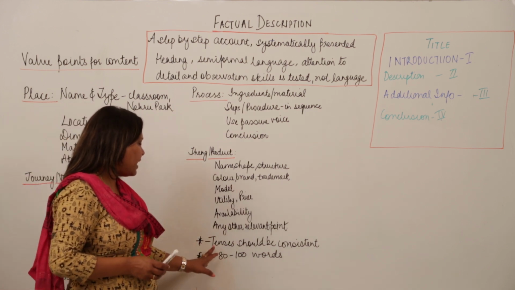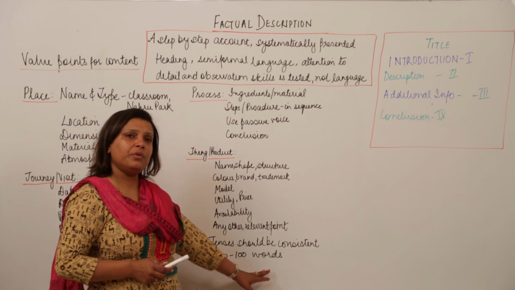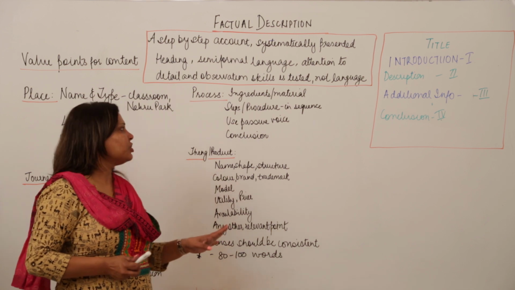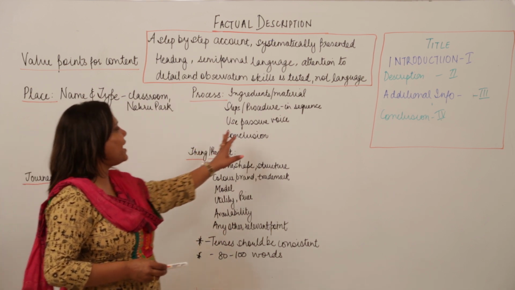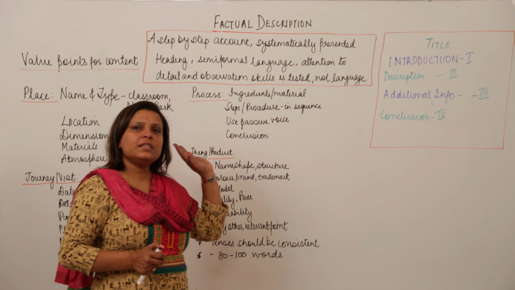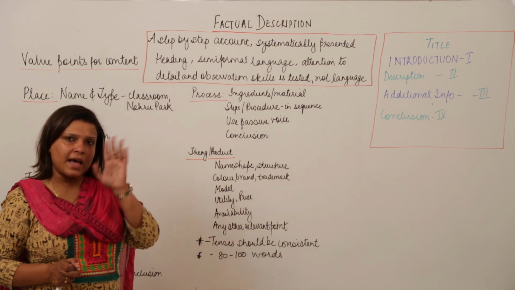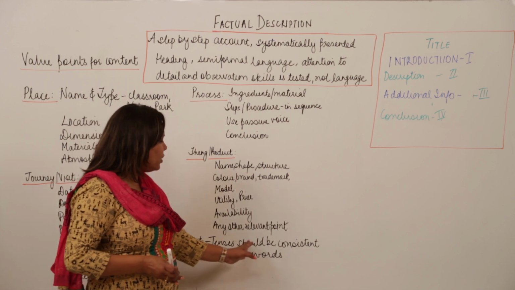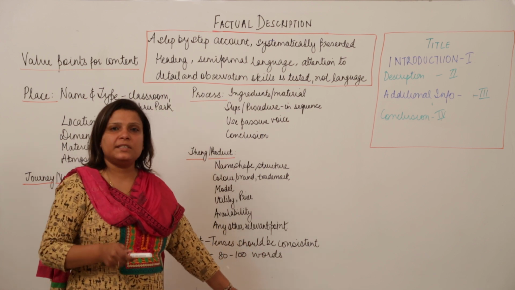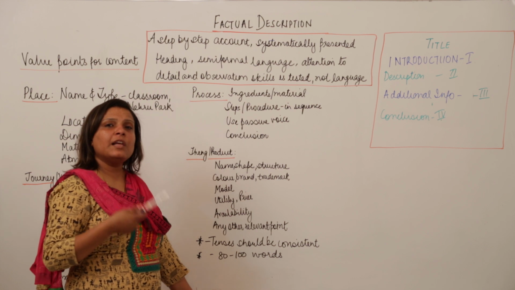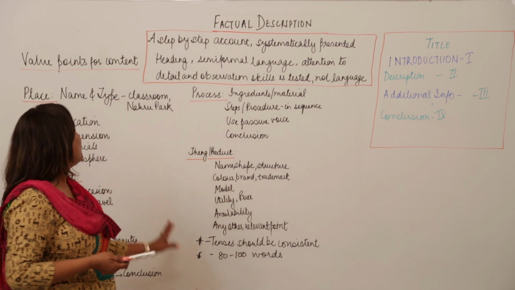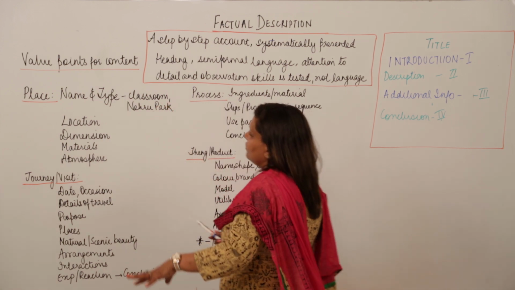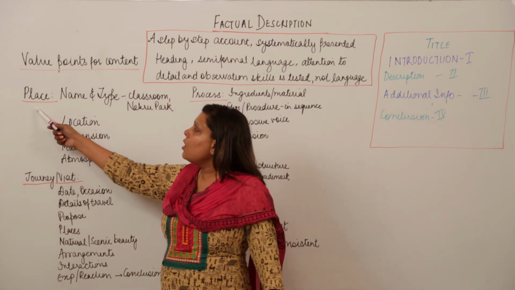What you should keep in mind is that the word limit is 80 to 100 words and your tenses should be consistent. Mostly we use passive voice, but active voice can also be used because it is a direct description. But you should only be using the same kind of tense that you started with in your introduction.